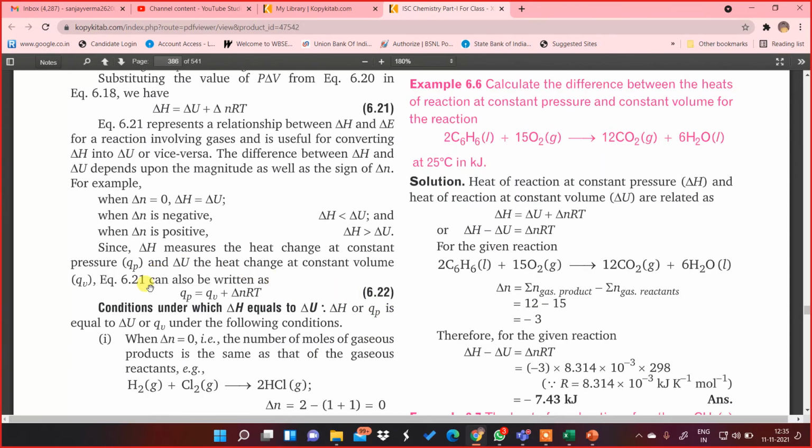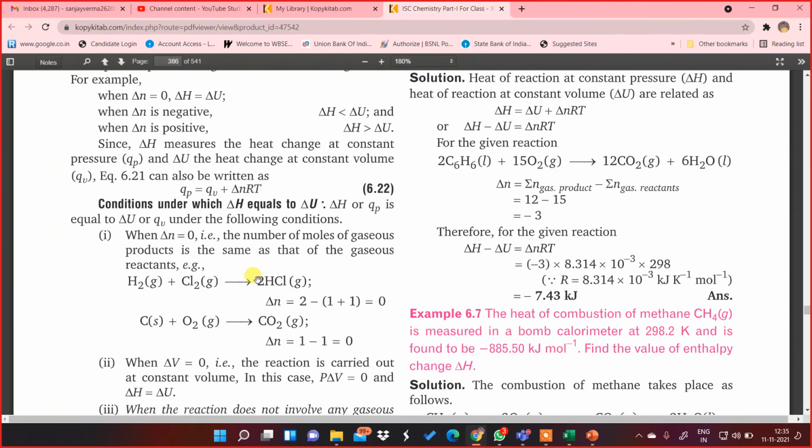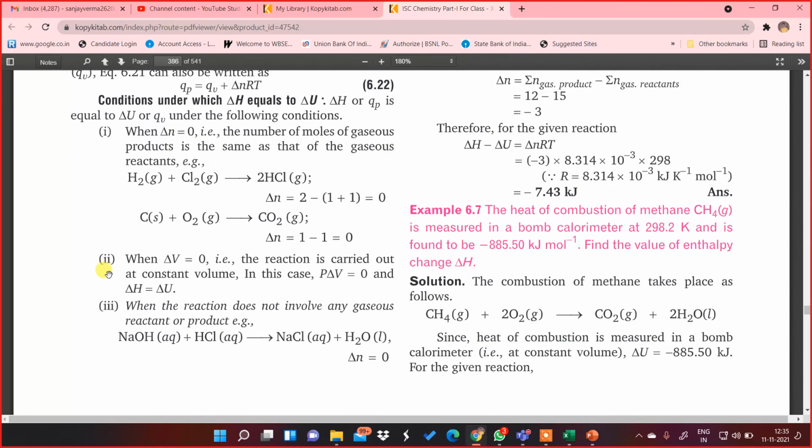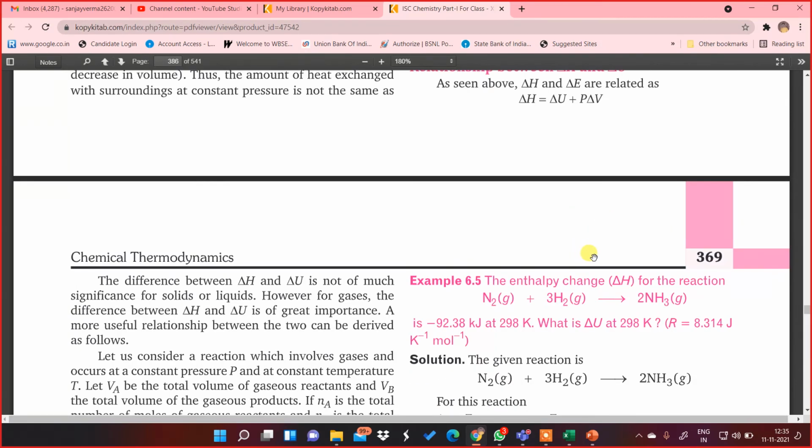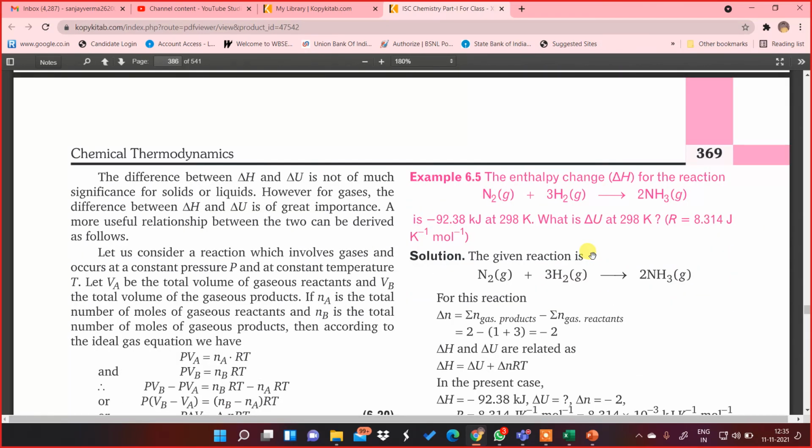Okay, so based on this, we have one more equation, 6.22. QP is equal to QV plus delta nRT. Okay, so go through the conditions under which delta H is equal to delta U. Examples here, one condition is there, second condition is there, third one is there. These three conditions will be sufficient. And now based on the formula, delta n is equal to the summation of n gas products minus n gas reactants.